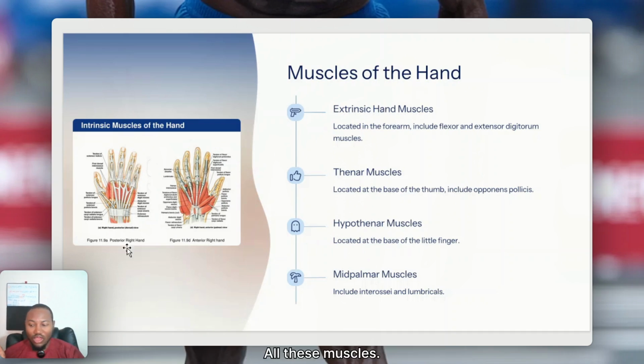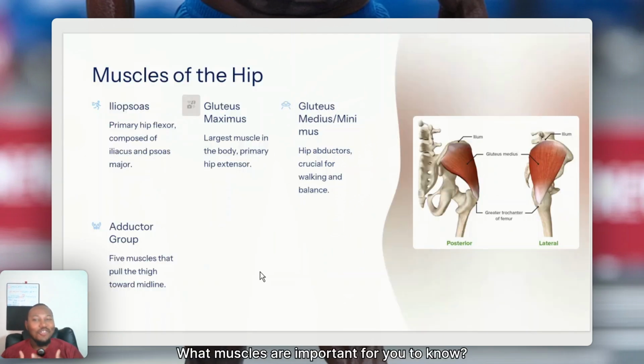All these muscles here. Now we are on the hips. What muscles are important for you to know? We have the iliopsoas, we have the gluteus maximus, we have the gluteus medius and minimus, and we have the adductor group. All right? The iliopsoas is the primary hip flexor. If you are asked, what is the primary hip flexor? Iliopsoas. What does it contain? 2 muscles, iliacus and what? Psoas major. Hip flexor, primary hip flexor, iliopsoas. What does it contain? Iliacus and what?